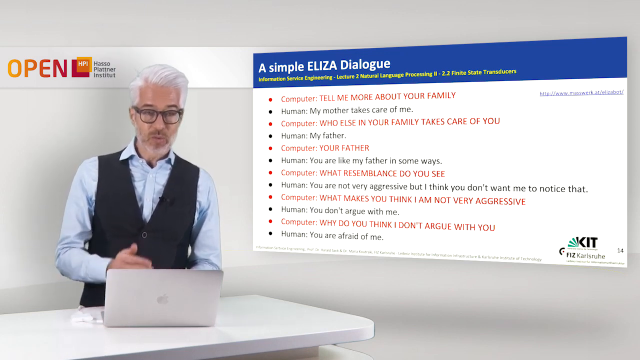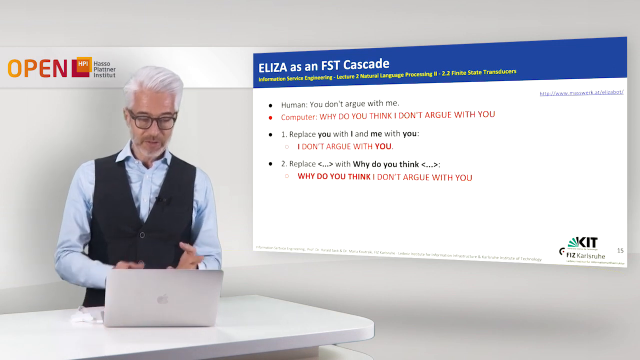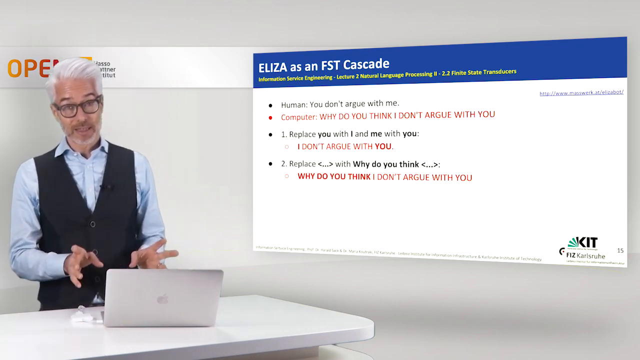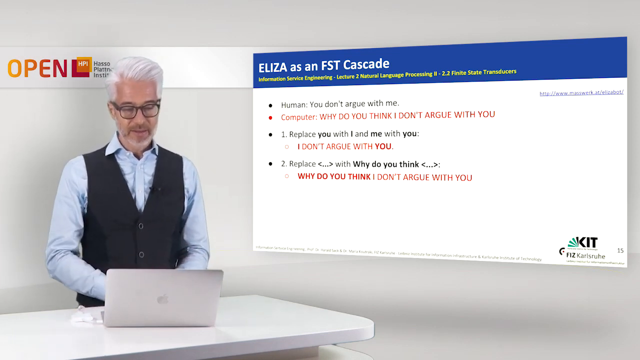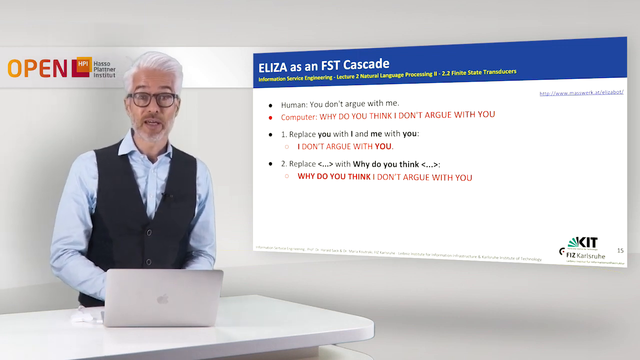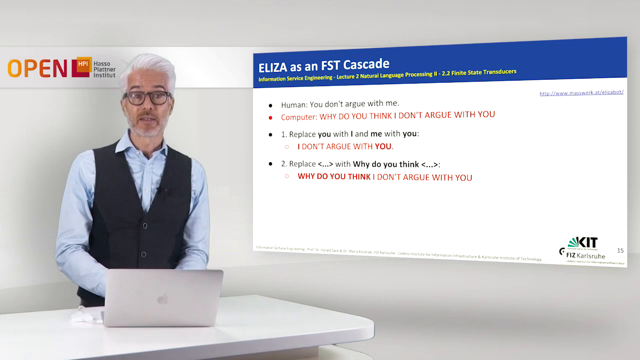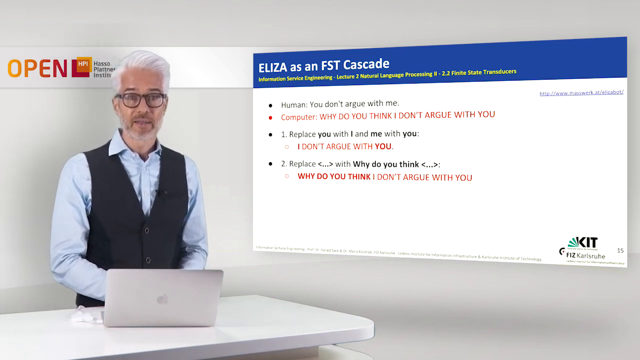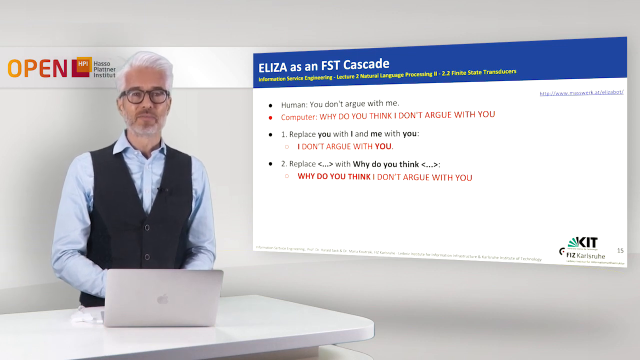Many people who were dealing with that program in the 1970s were really thinking, this is a human psychologist talking to me. So this was really amazing. And you see here on the next slide how you can, for example, establish a dialogue like that based on FSTs. So for example, if the human says, "You don't argue with me," the computer would answer, "Why do you think I don't argue with you?" It's rather simple. If a sentence starts with "you," then I replace "you" with "I," and then I replace "me" with "you." So it becomes "I don't argue with you" instead of "you don't argue with me."